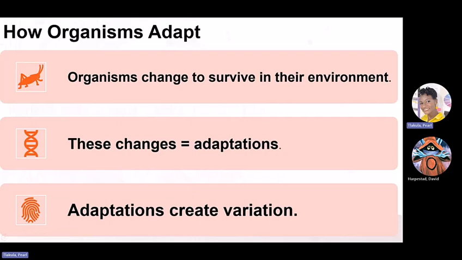So how do organisms adapt to biodiversity? Organisms change to survive in their environment. These changes are called adaptations. Adaptations create variation. Did you hear that? Organisms adapt to survive, and this adaptation can create variation. That is why we have so many variations of species on Earth, of animals, of plants, and everything.